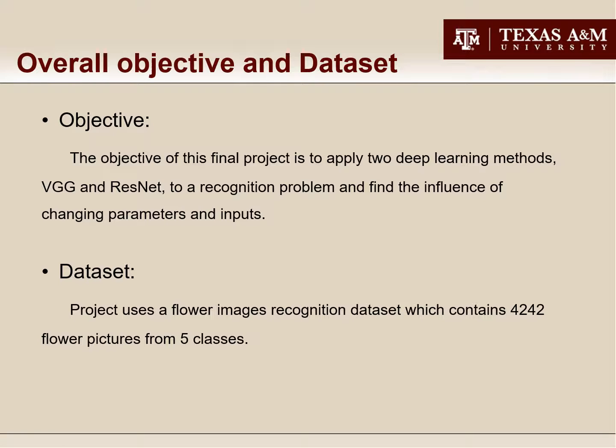Let's begin with the overall objective and the dataset I used. The objective of this project is to apply two deep learning methods to a recognition problem and find the influence of the parameters and the inputs. The dataset I used is a flower images recognition dataset which contains over 4,000 flower pictures from 5 classes.